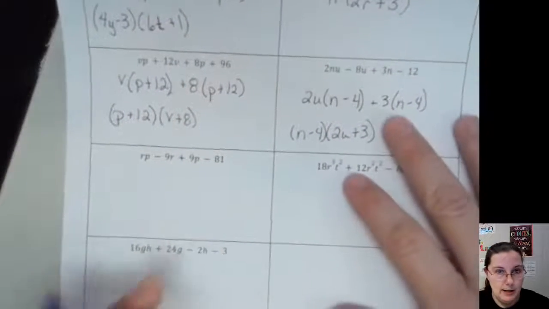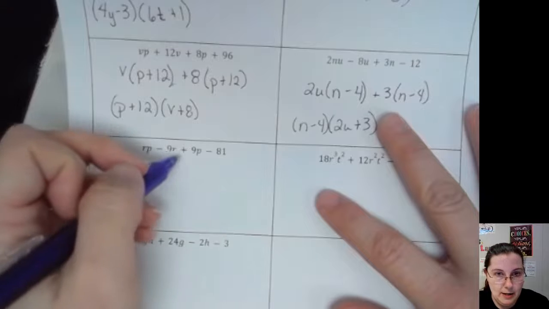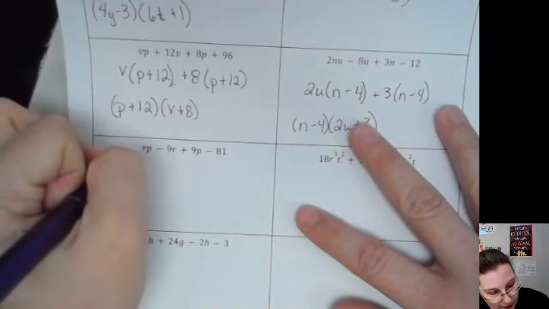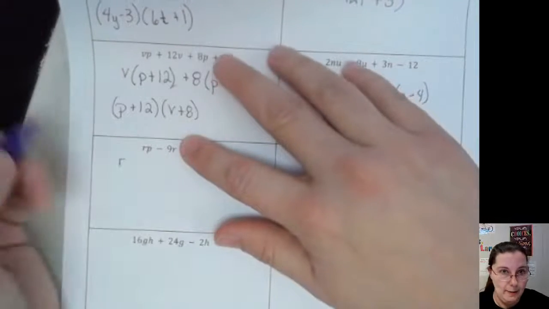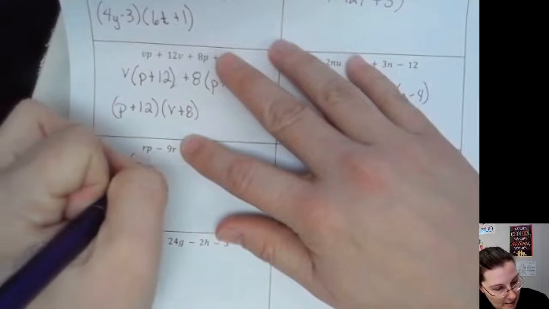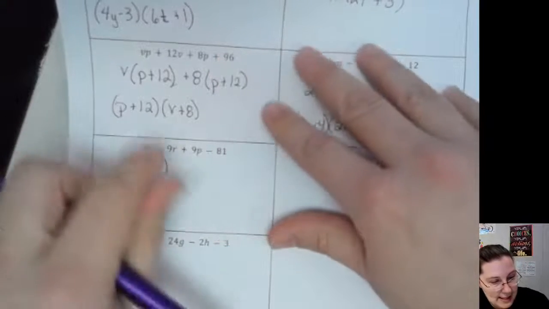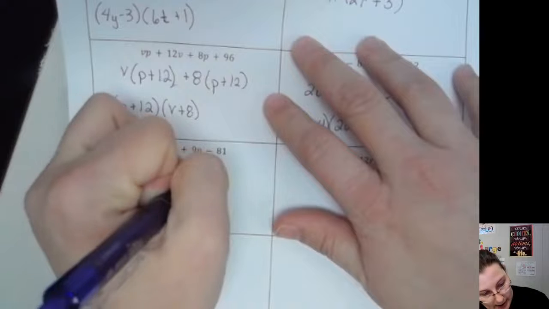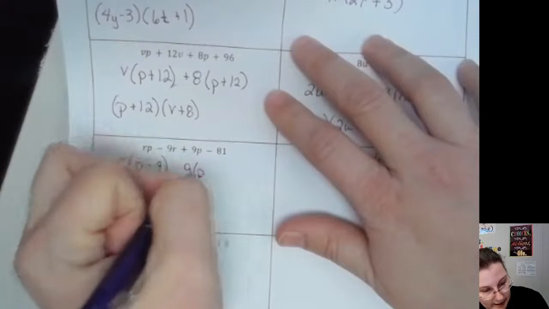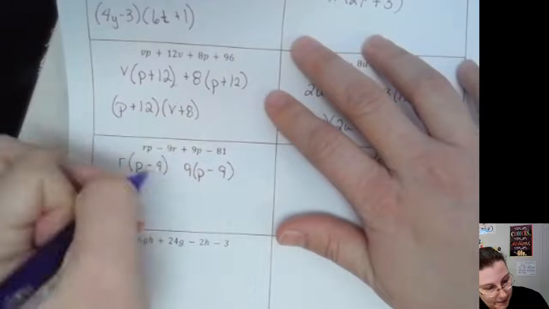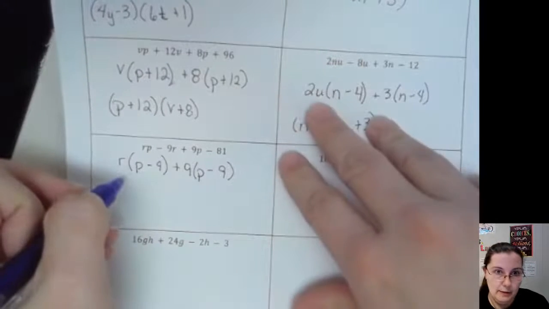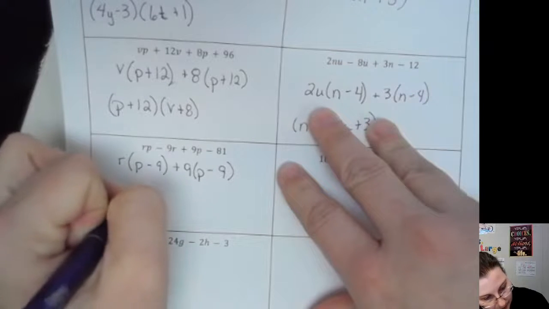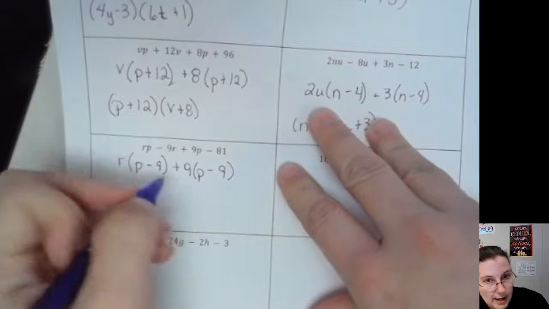All right, and our next problem, rp minus 9r plus 9p minus 81. So when I look at this one, I need to pull out an r on our first two terms. So just looking at these two, my common factor is an r. And then I have p minus 9. And then on my second two terms, I can pull out a 9 from both. So 9, that leaves me with a p, and 81 divided by 9 is going to be a 9. So on this, my common factor is going to be p minus 9. So if I pull that out, then left over, I have an r and a plus 9.